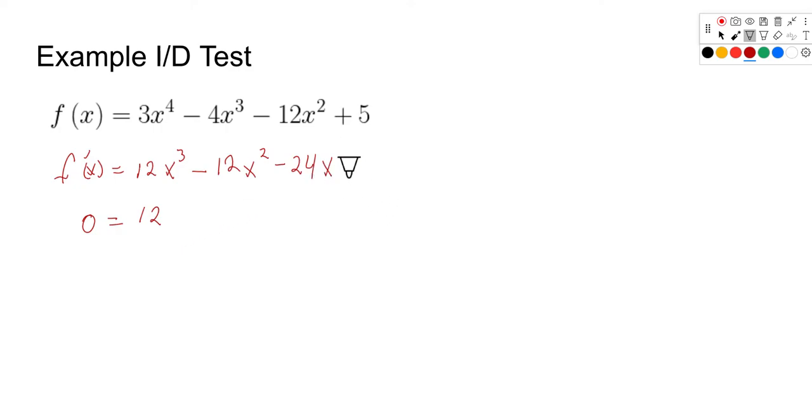Before I write it out, what I'm going to do is factor. I can factor out a 12, and I can factor out an x. So I get 12x times x squared, x, and 2.